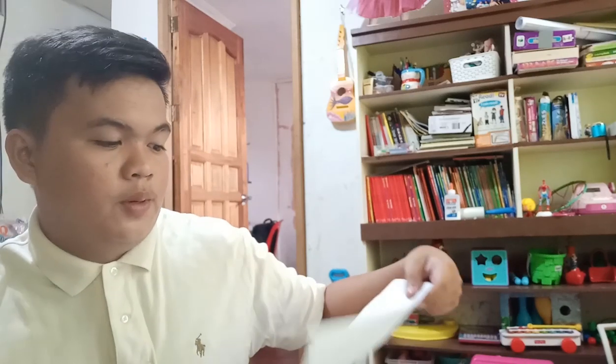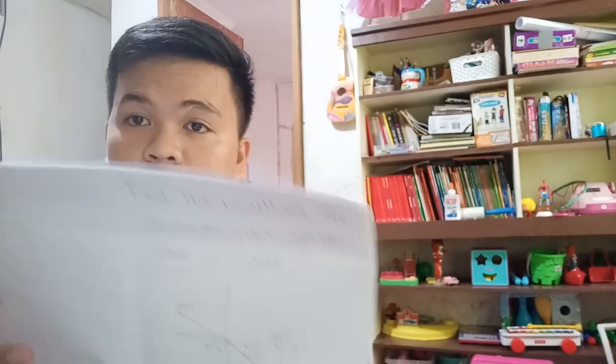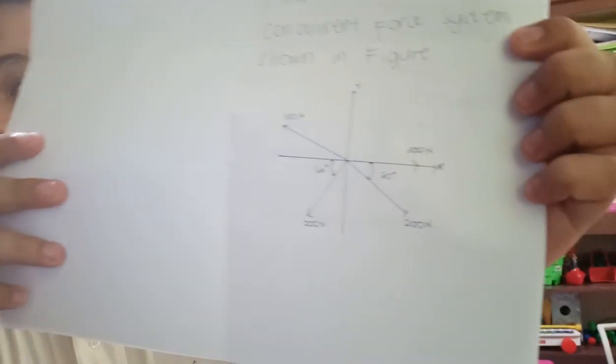I'm going to discuss and show you how to solve different topics in engineering mechanics. So let's start. The first problem is to find the resultant of the concurrent force system shown in the figure. So this is the figure, guys. The first thing that we must do is to find the summation of forces in the x-axis.